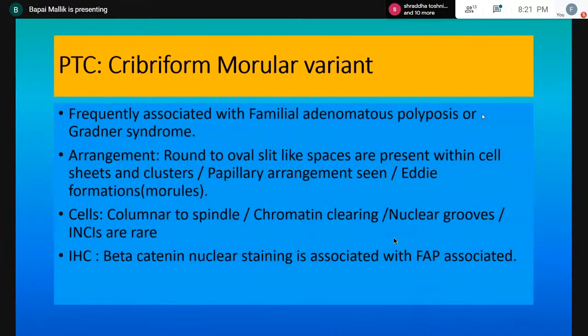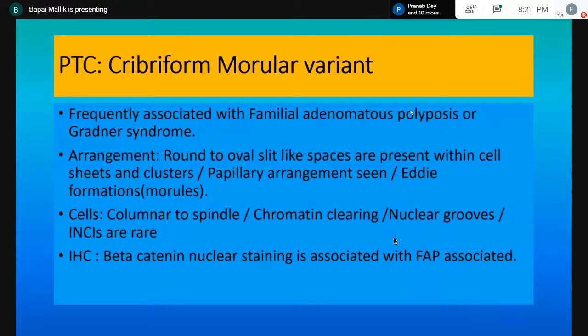Right. The next variant is a pretty recent variant. It is called the cribriform morular variant of papillary thyroid carcinoma. And this is a variant if you can pick up, it's not very easy to pick up. If you can pick up this variant, some of them at least are associated with familial adenomatous polyposis or Gardner syndrome. And so you may be the first one to possibly suggest that this is associated with the FAP syndrome, or Gardner syndrome.